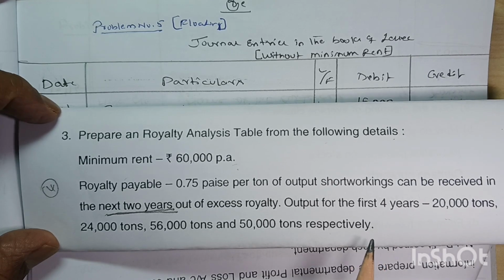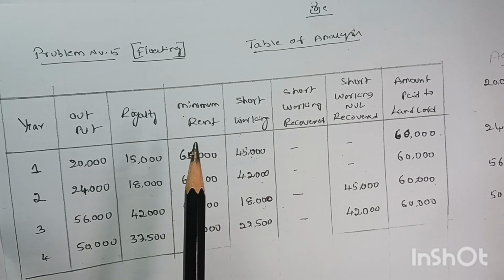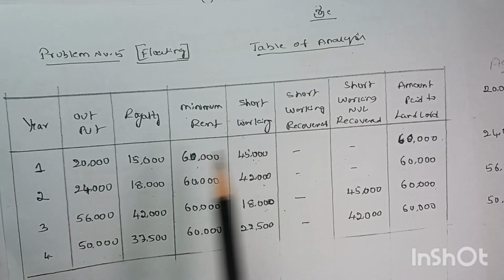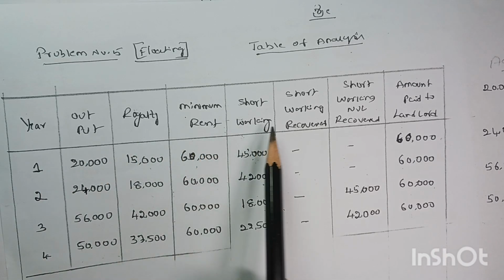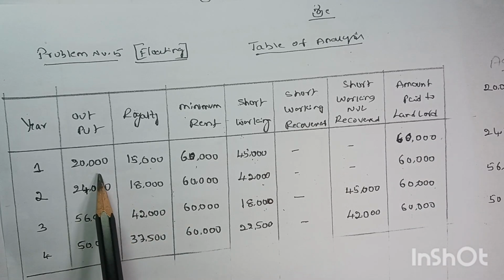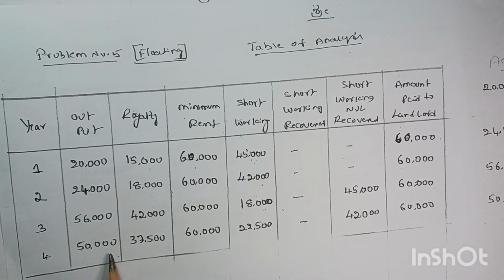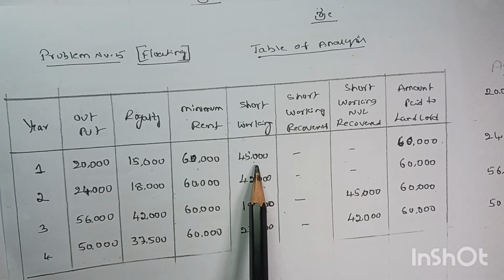Now we will see that table first. The table, we have already discussed earlier in my first part. Now I am just showing it to you again, that is the table of analysis. Year, output, royalty, minimum rent, short working recovered, short working not recovered, amount paid to landlord: 20,000, 24,000, 56,000, 50,000. Royalty 15,000, 18,000, 42,000, 37,500. Minimum rent all these years is 60,000. Then here you have 45,000 short, 42,000 short, 18,000 short, 22,500 short.